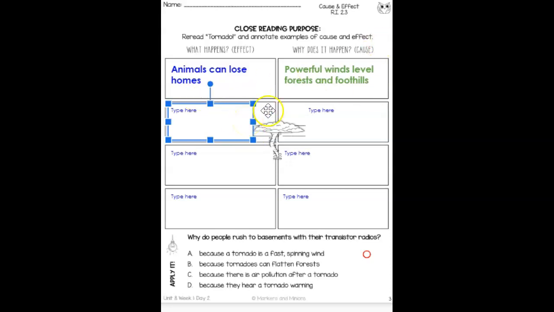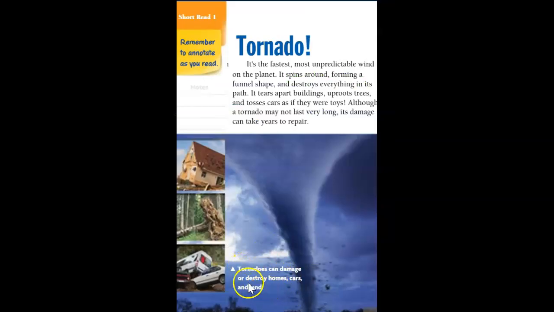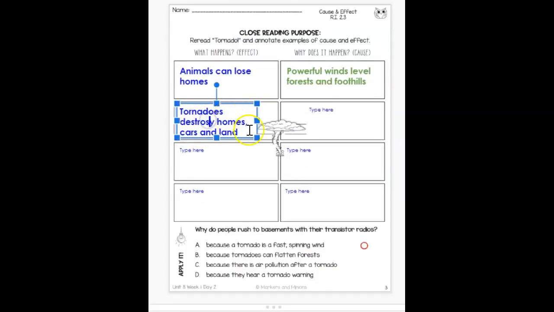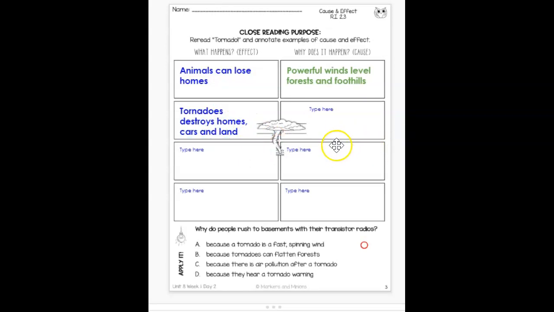So what you're going to do is come up with 3 things that happen in the text. There are a lot of things that happen in the text. I'm going to give you one more. Let's go back to our text. I'm going to go with tornadoes can damage or destroy homes, cars, and land. In order to figure out where to put what, you have to ask yourself the question, what happens? Why does it happen? So what happens? Tornadoes destroy homes, cars, and land. That's a fact. That is what happens.